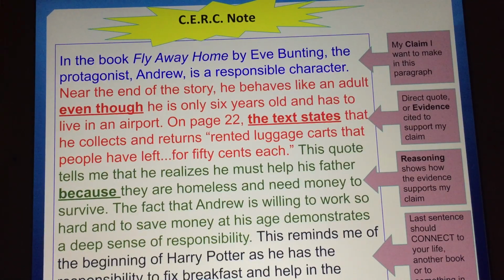On page 22, the text states that he collects and returns rented luggage carts that people have left for 50 cents each. This quote tells me that he realizes he must help his father because they are homeless and need money to survive. The fact that Andrew is willing to work so hard to save money at his age demonstrates a deep sense of responsibility. This reminds me of the beginning of Harry Potter, as he has the responsibility to fix breakfast and help in the kitchen even though he's young.